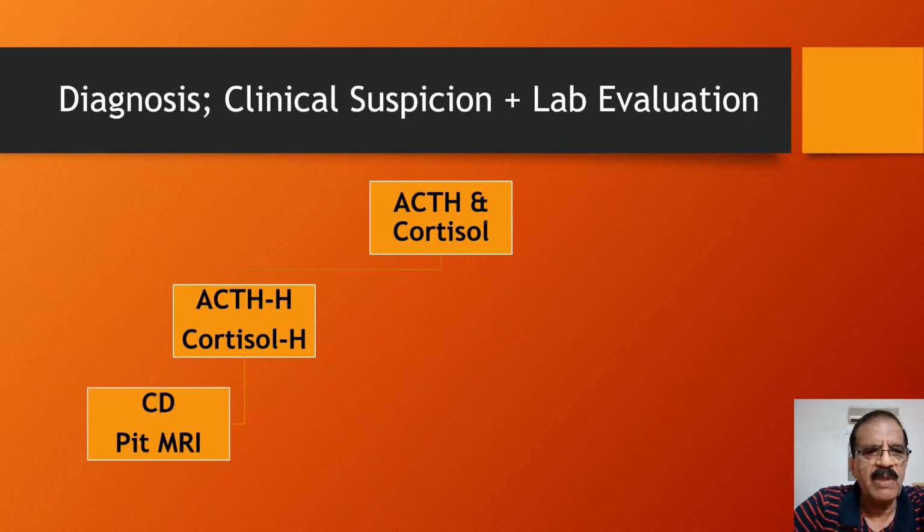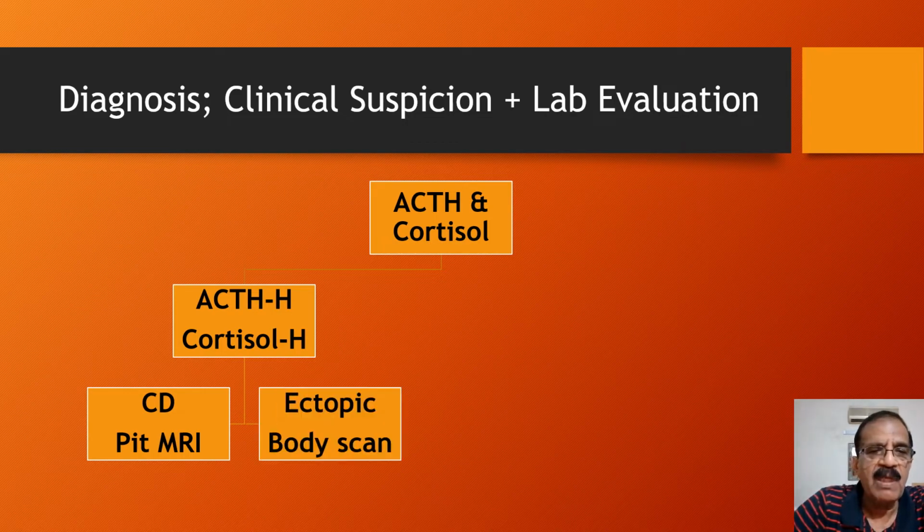So the two possibilities are Cushing disease, that means a tumor in the pituitary fossa, and we will go for pituitary MRI. When you order pituitary MRI, you must specify what you are suspecting. Only then the radiologist will be able to focus on the pituitary fossa and will give you the right diagnosis. If pituitary MRI is normal or otherwise you suspect some ectopic malignancy, then you have to go for a body scan.